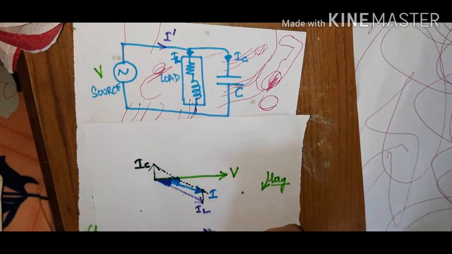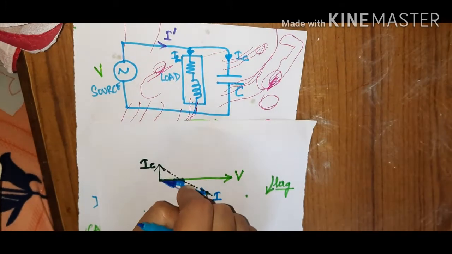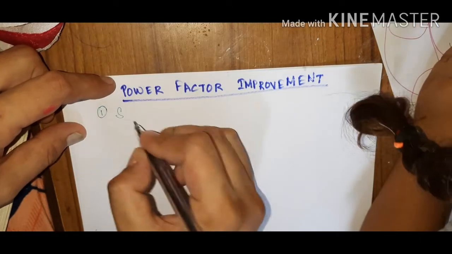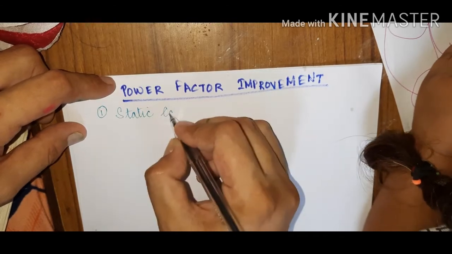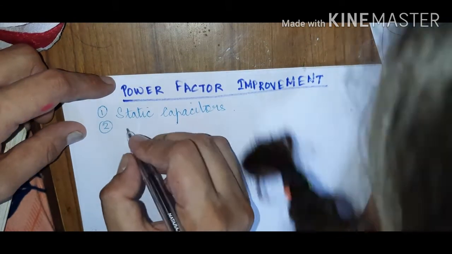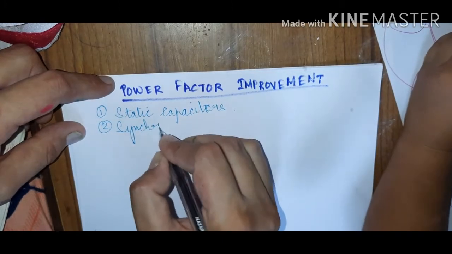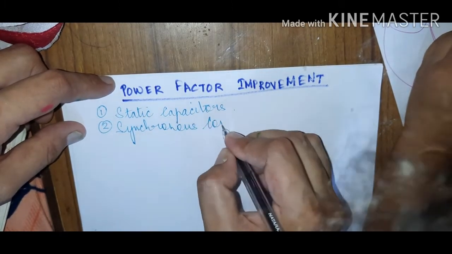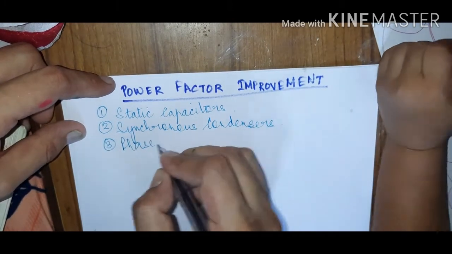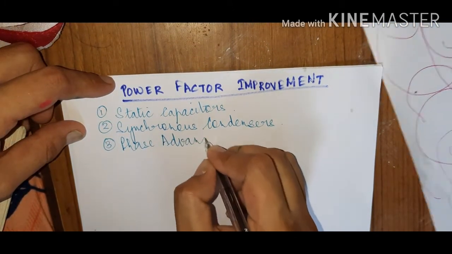So that definitely indicates that installing a capacitor in parallel is going to improve the power factor. Just make use of static capacitors. Alright. Second one is make use of synchronous condensers. And the third one is the phase advancers.